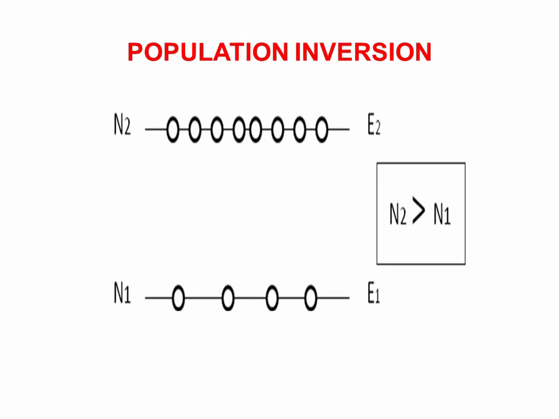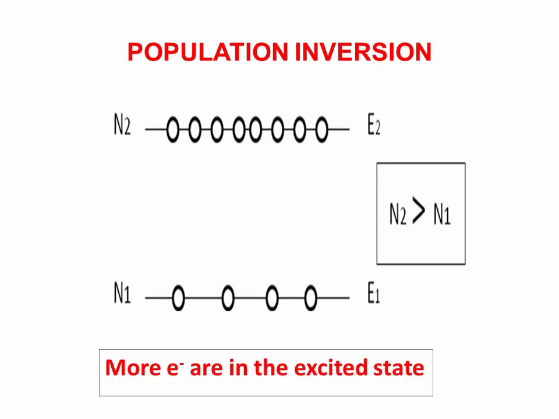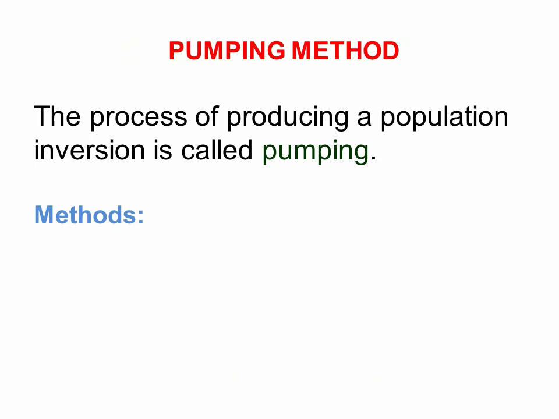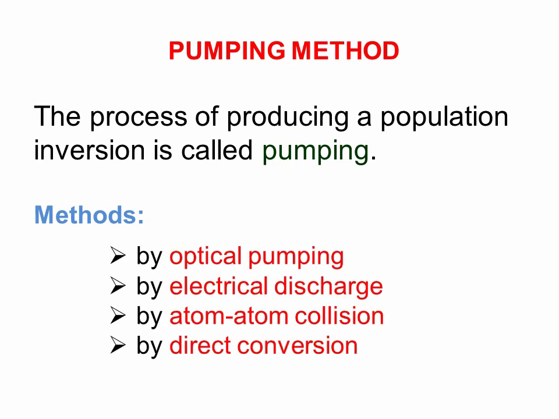In order to achieve population inversion, we have to use the pumping method. The process of producing population inversion is called pumping. There are several methods of pumping. They are optical pumping, electrical discharge, atom to atom collision.